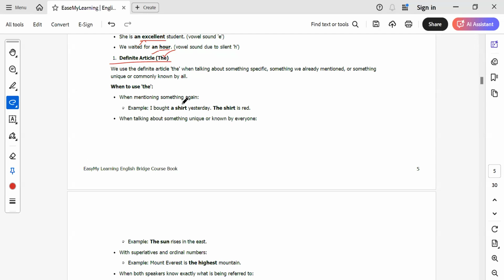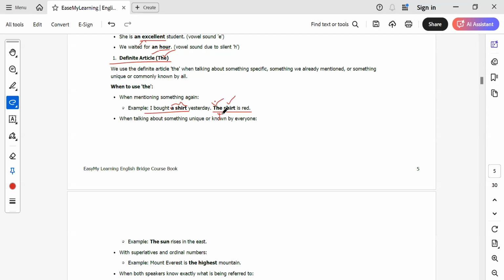So now see this example. I bought a shirt yesterday. The second sentence is the shirt is red. So I've already told you that I've bought a shirt yesterday. Now I'm describing that same shirt and saying that that shirt is red. So now you already know which shirt I'm talking about. That's why I can use the and not a. That is how it's tagged.